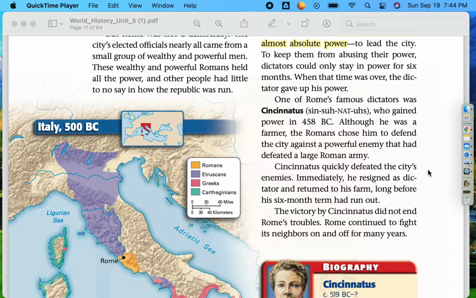Cincinnatus defeats this outside enemy. And this is the cool thing as to why Cincinnatus is remembered: he will then give up power. He could rule for another 5 months, but what he does is he leaves. He resigns his dictatorship and says, this is not what Rome is supposed to be about. I'm going to go back to my farm, long before his 6-month term is up. The victory by Cincinnatus did not end these troubles, but it set a precedent for even people within our government early on in the 17 and 1800s.